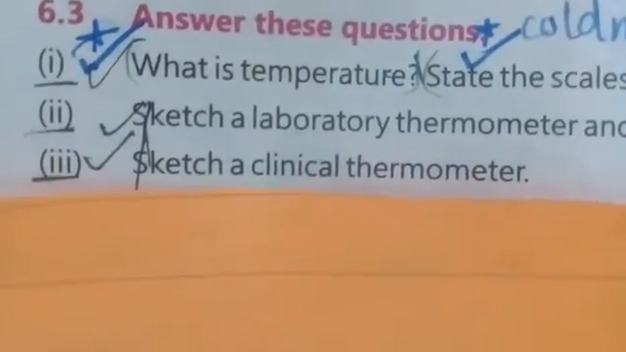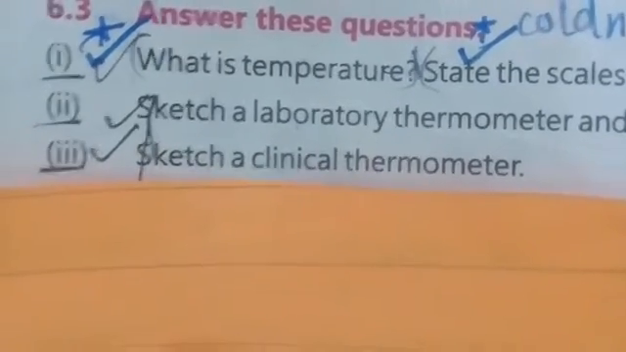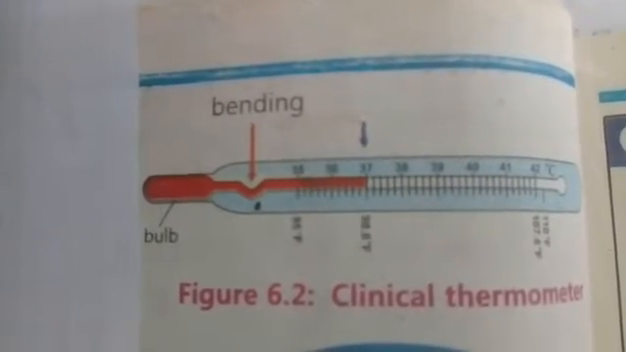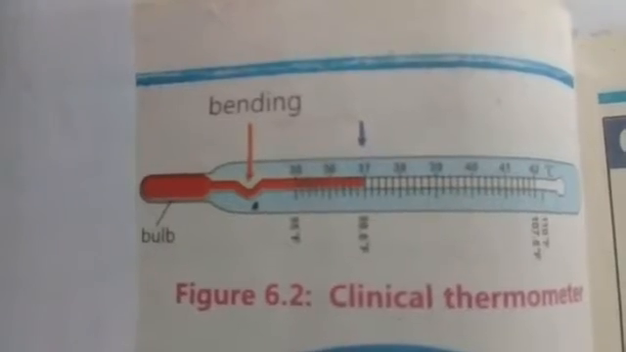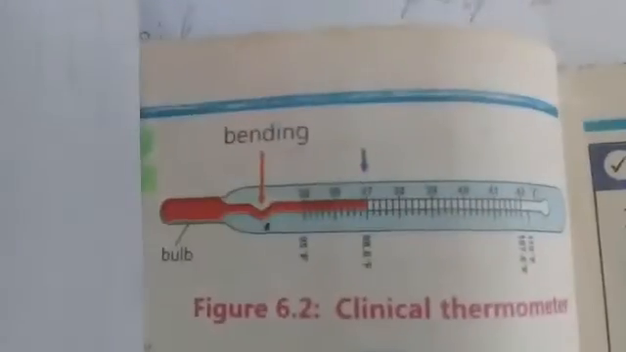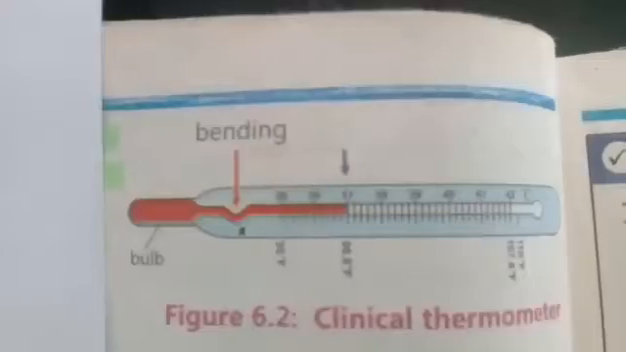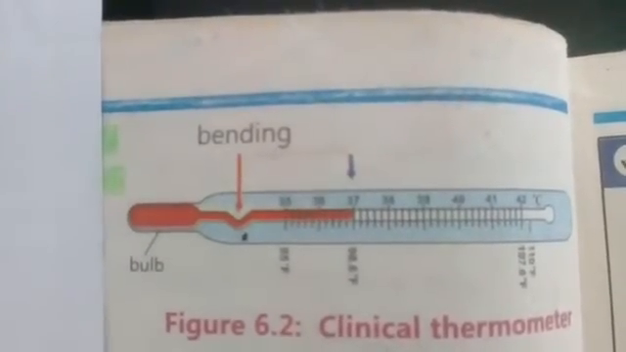Now come to the next part: sketch a clinical thermometer. This is the image of a clinical thermometer. As you can see, a clinical thermometer has a small bulb with a bend. This small bulb is just like the laboratory thermometer. It also contains alcohol or mercury.